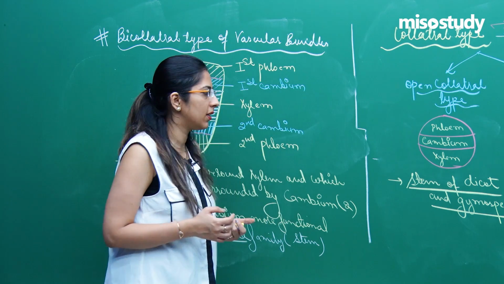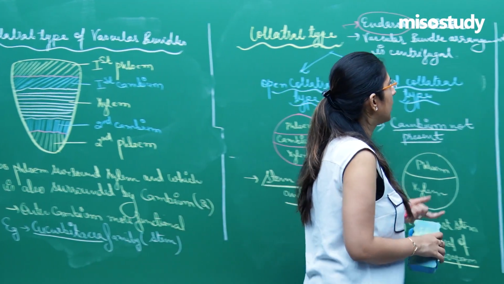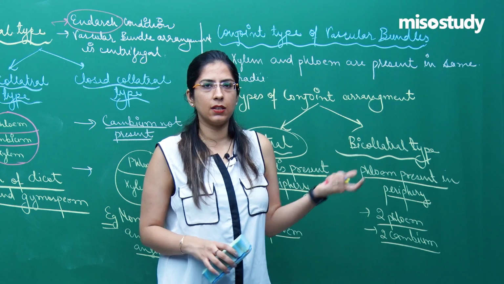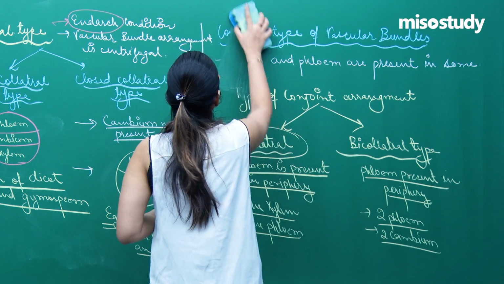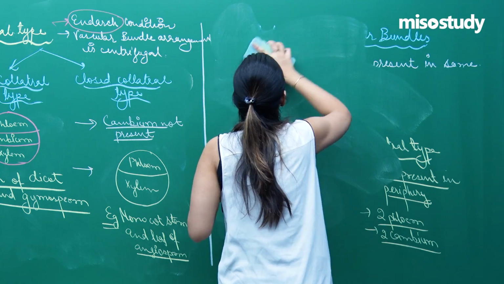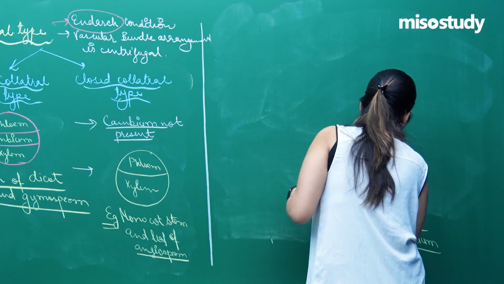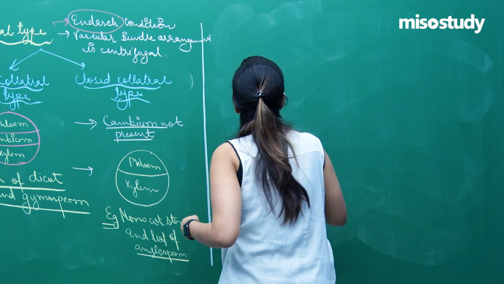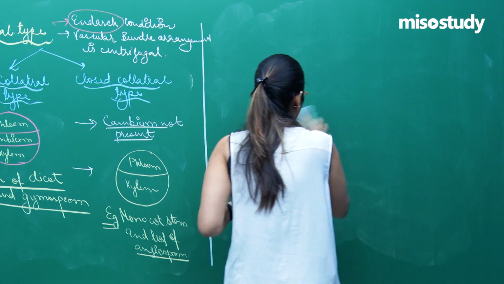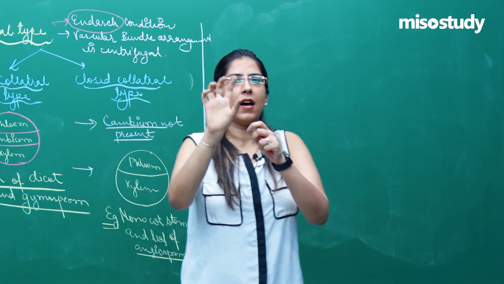Let's talk about the third type, which is called the concentric type. Let's come to this side. We have discussed the conjoint type of vascular bundle. Hope you are clear with this conjoint type. Let's discuss the concentric vascular bundle. Concentric means the center point is same, or moreover you can write that we have one xylem and one phloem.